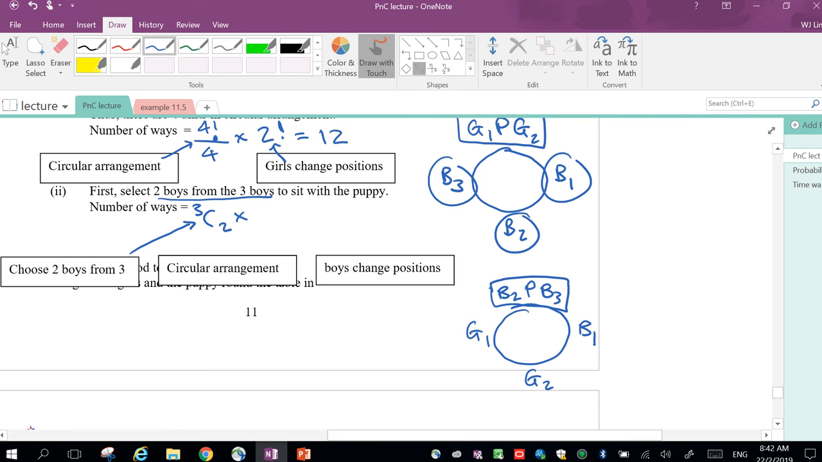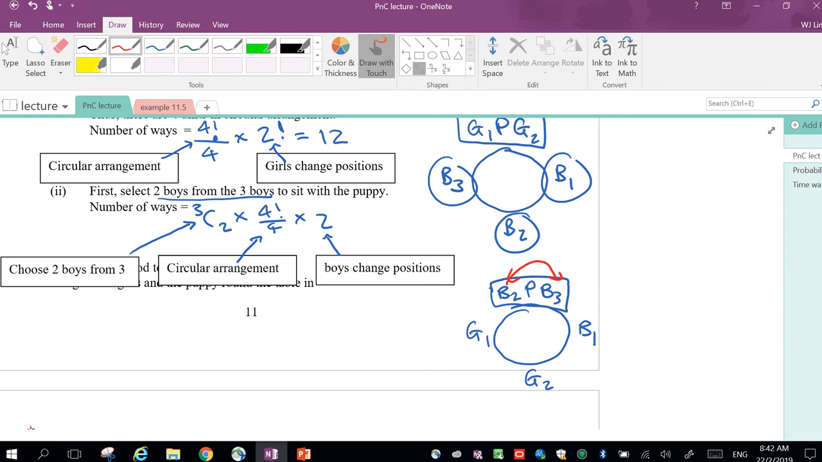So how many units at the round table now? 4, right? Correct? So 4 factorial over 4 because this is a circular arrangement. And then times 2 because the boys need to change position. Which 2 boys change position? These 2 boys, the B2 and B3. Okay, clear about that now?